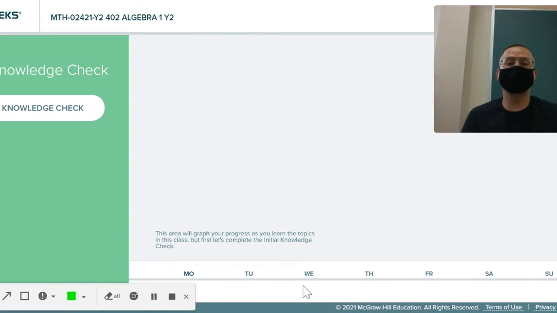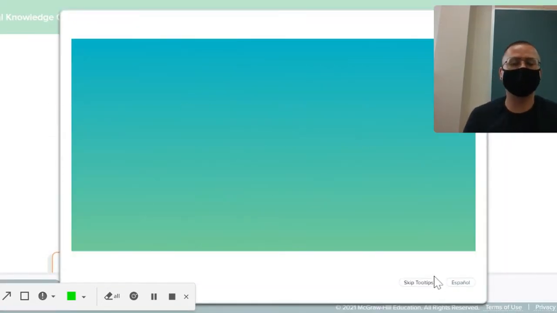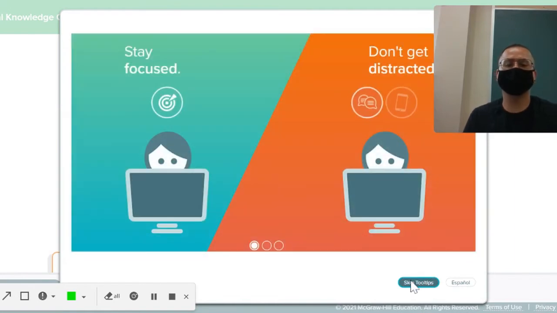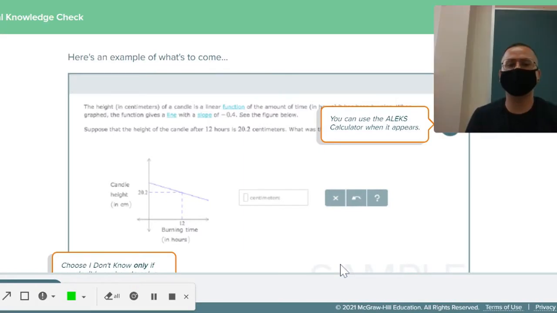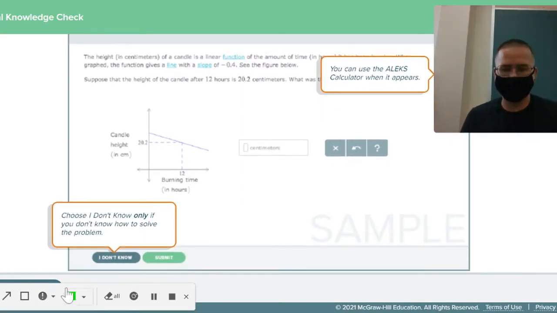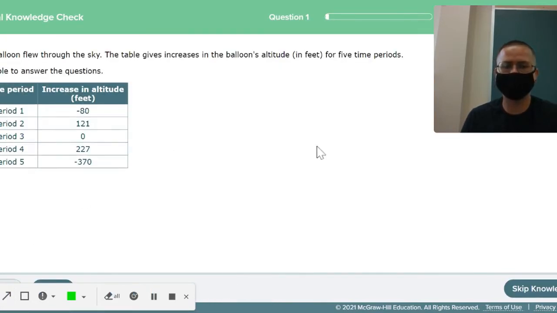Alright, so I'm going through algebra. This is what you would see if you were going to retake your initial knowledge check. I'm going to go through it, and I think I did one a couple years ago. I got like an 88, 90%. So this should hopefully help you have an idea of what you should know going out of algebra.